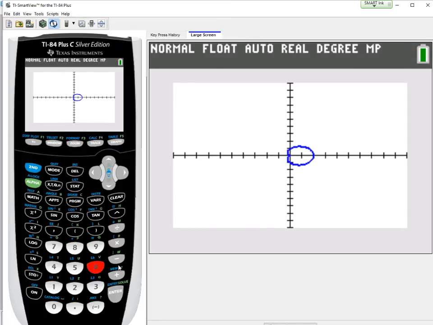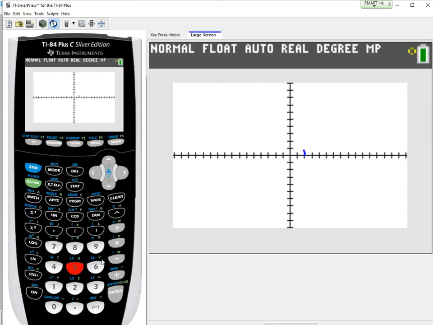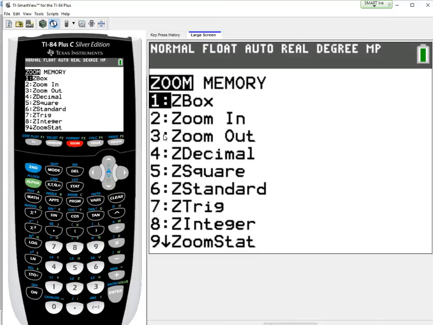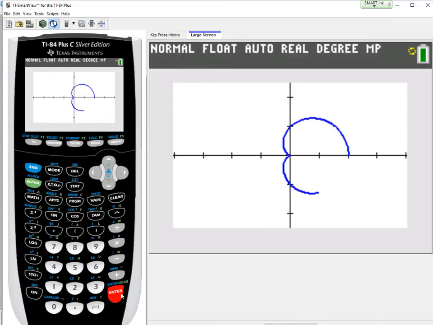I want to point out that it doesn't look exactly right because our polar has to be squared off. This is stretched. If you go to zoom again and you select square, it's going to square it off for you, and you're going to be able to see that function a little bit better. And if you still can't see it, then zoom in. And there's our limaçon.